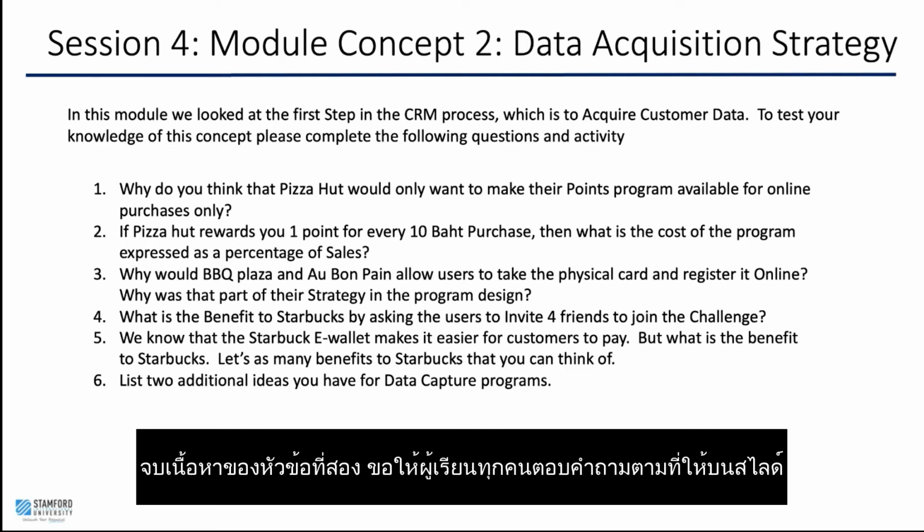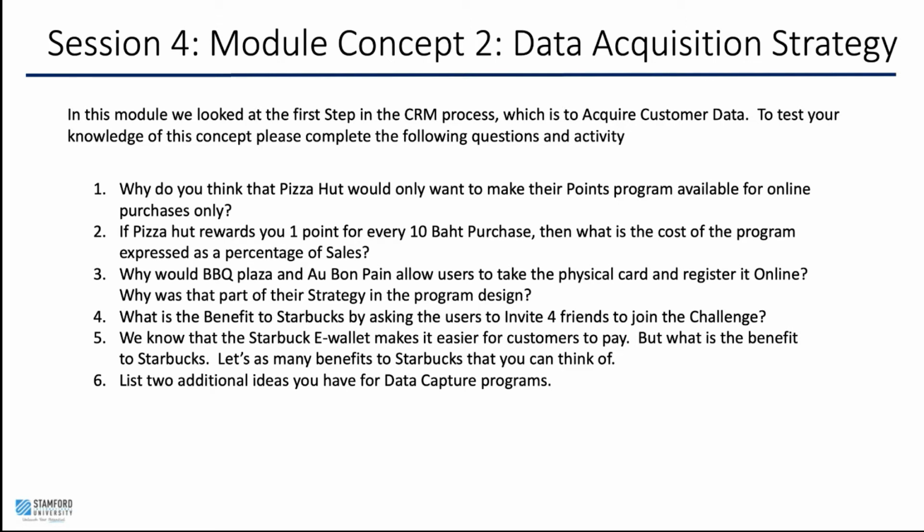Again, just a short quiz. We looked at the first step in the CRM process. To test your knowledge of this concept, please complete the following questions and activity. Number 1, why do you think Pizza Hut would only want to make their points program available for online purchases only? Number 2, if Pizza Hut rewards you 1 point for every 10 baht purchase, then what is the cost of the program expressed as a percentage of sales?